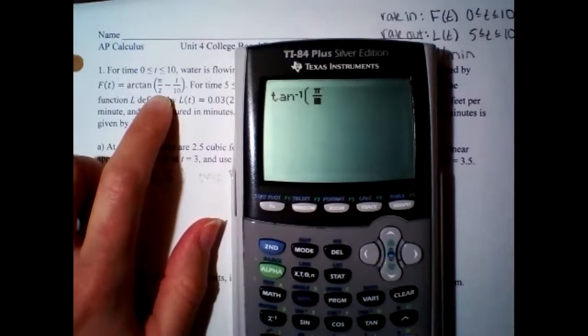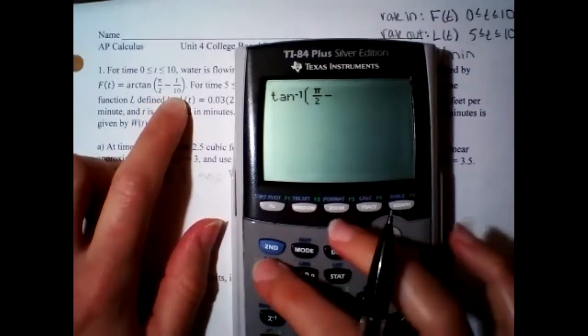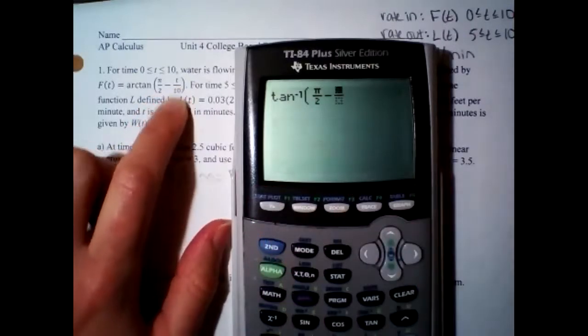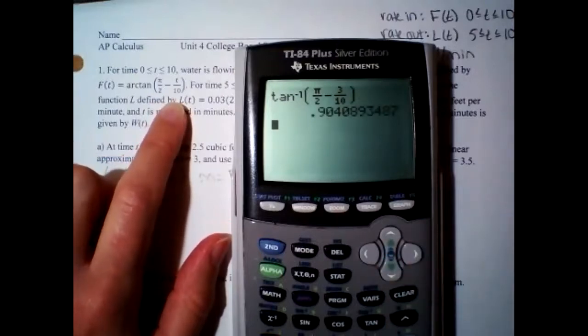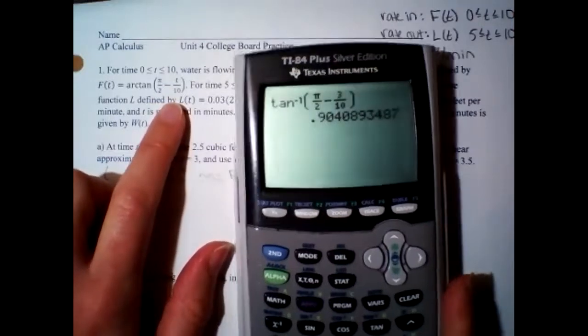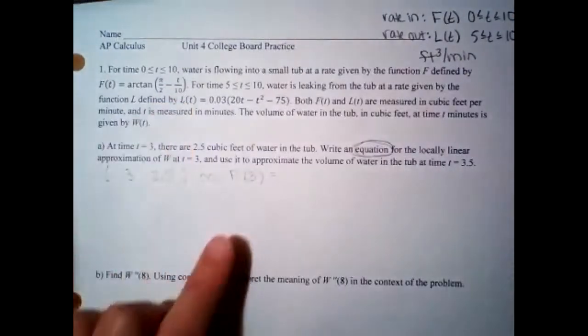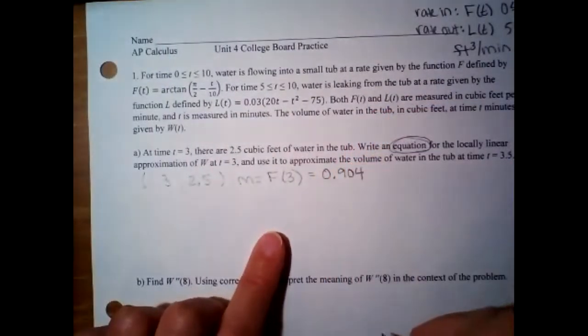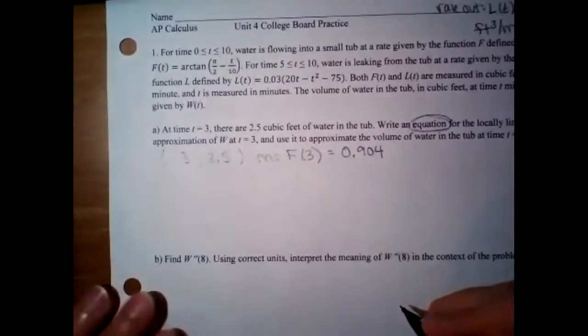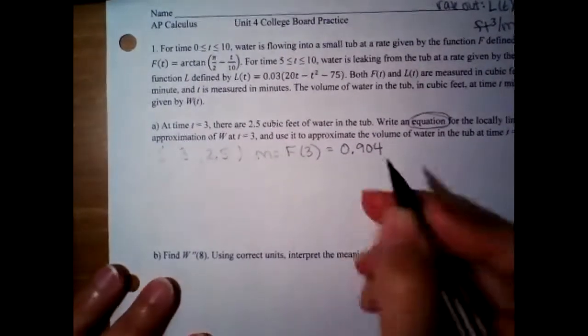All right, pi over 2 minus, and we're plugging in 3 for t. So this is 3 over 10. And we get 0.904 for our slope. Again, slope means the rate. That was the rate of the water going in at time 3. So 0.904. And then we're going to write the equation.